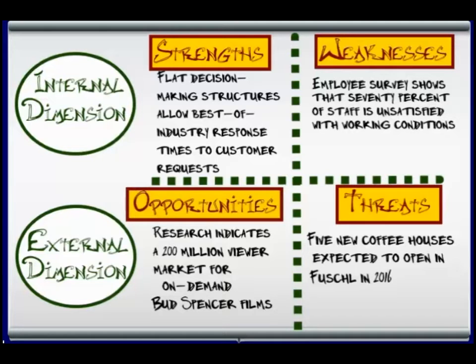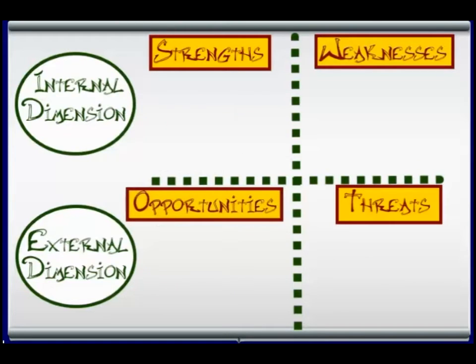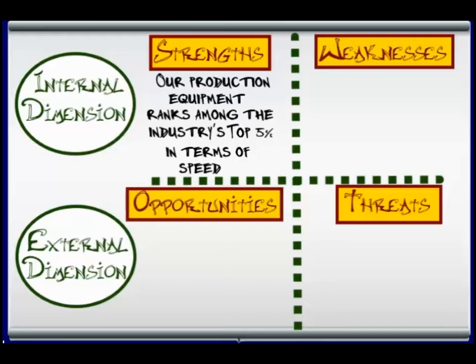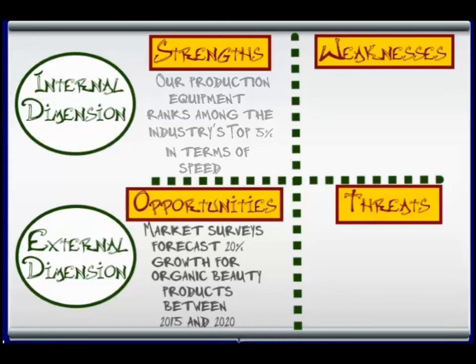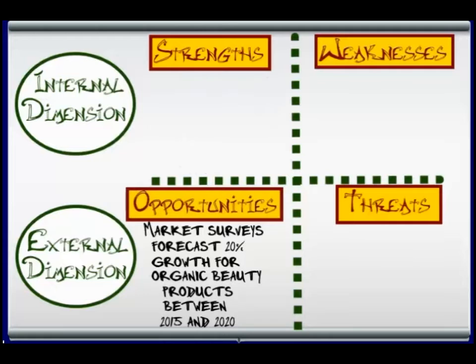In practice, the distinction between internal and external isn't always clear-cut. For example, a factor like "our production equipment ranks among the industry's top 5% in terms of speed" is clearly an internal strength, as it's something that the company itself has created in the past. Similarly, "market surveys forecast 20% growth for organic beauty products between 2015 and 2020" is clearly an external opportunity, because it's referring to demand that exists outside of the company.